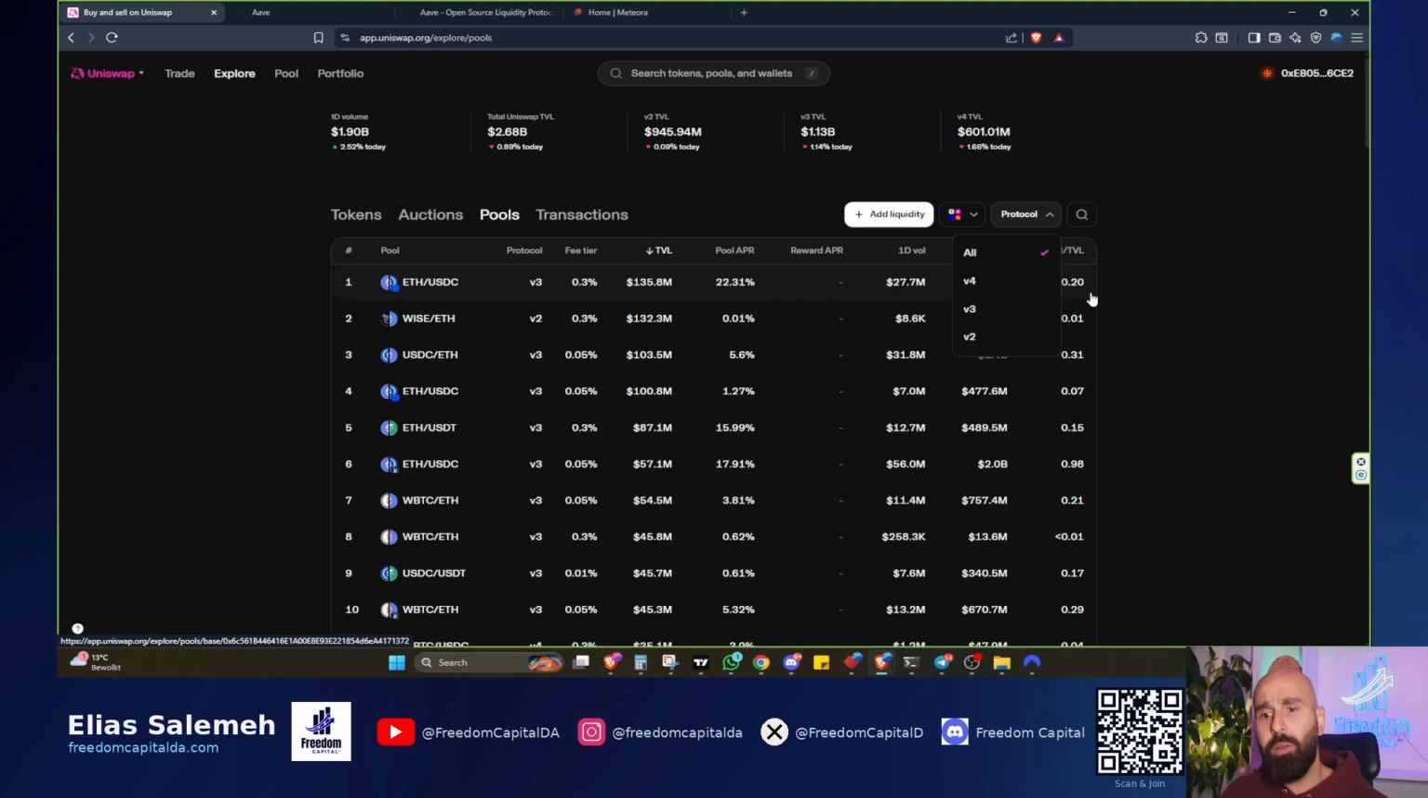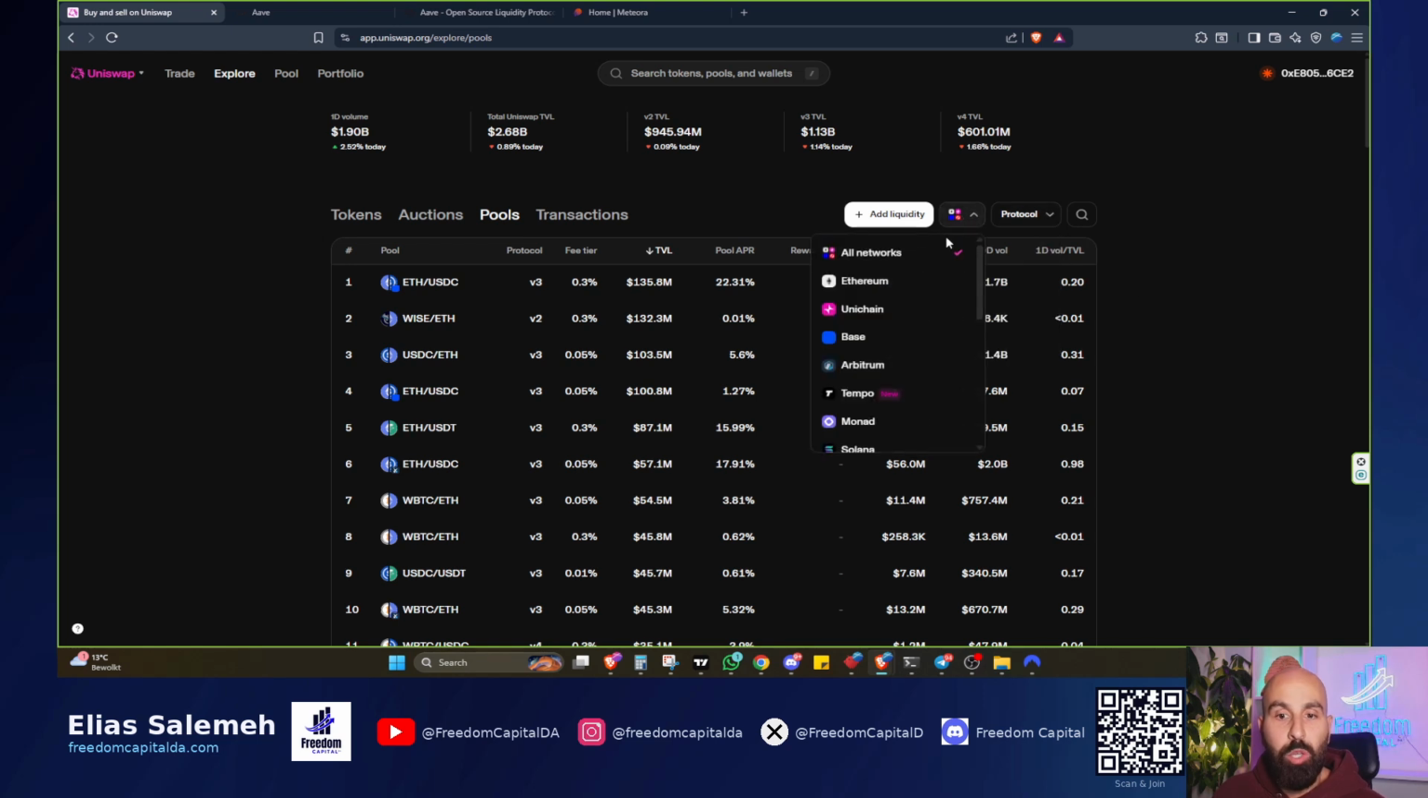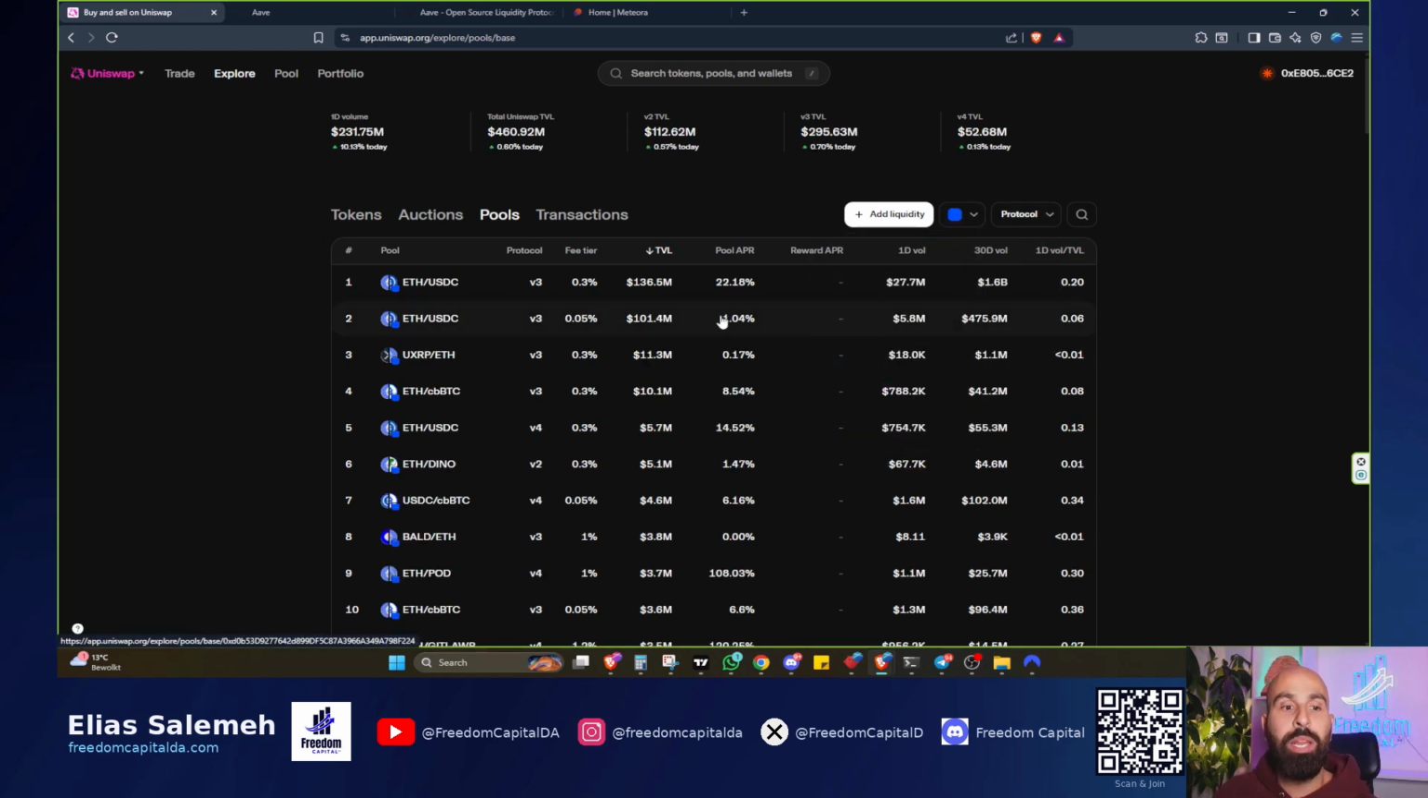So, for the sake of our example, we're going to go with V3, and along the way, I will briefly explain the difference between the settings in V3 and V4. V2, we're going to skip it because it's a bit outdated. We're not going to be using it anymore. So right now we're going to be doing an example on the base network. We're going to take the ETH and USDC pool and deploy liquidity into that pool.